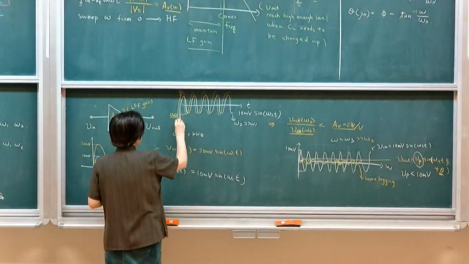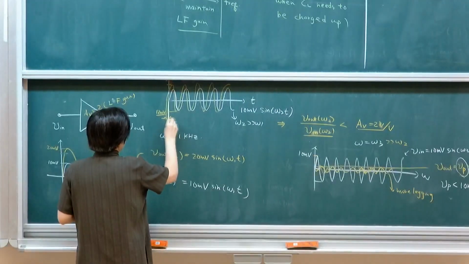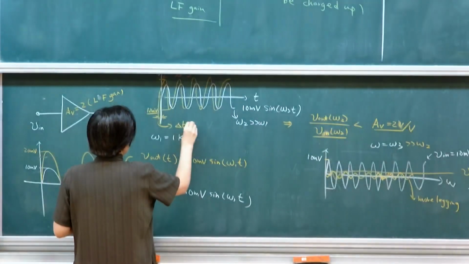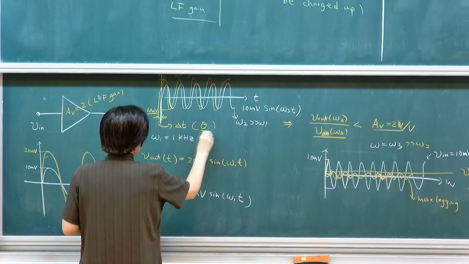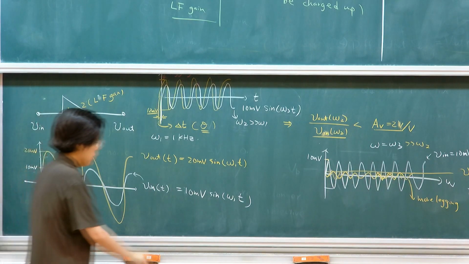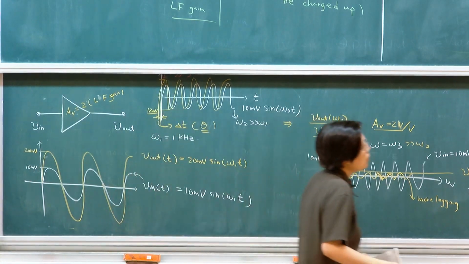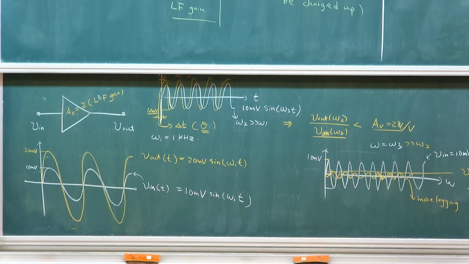So the delay in delta t is indicated by your phase shift. Okay? So we can do the plotting now.